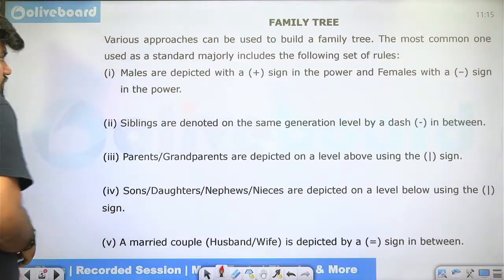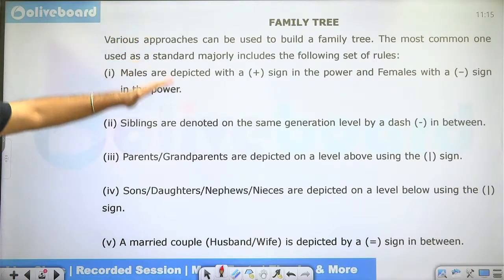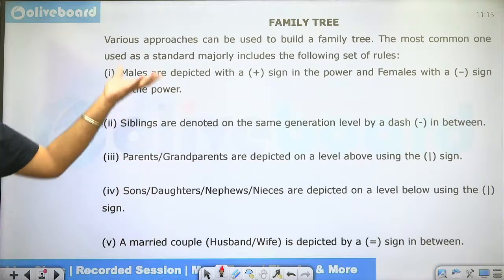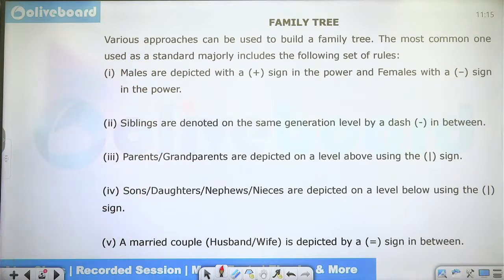So that is what we are going to learn. I have already mentioned all the rules in print here so that you don't have an issue reading my handwriting. You can go through these. I will share these notes also with you.